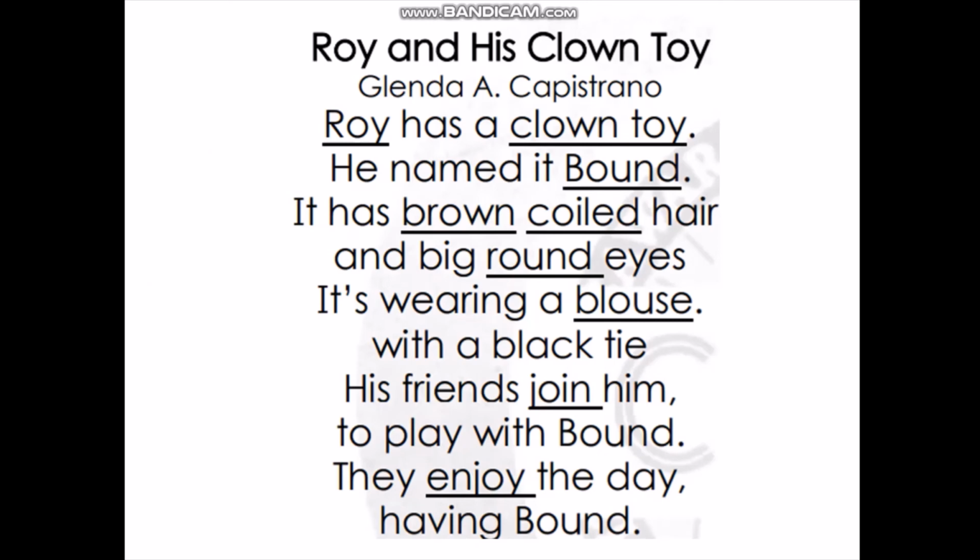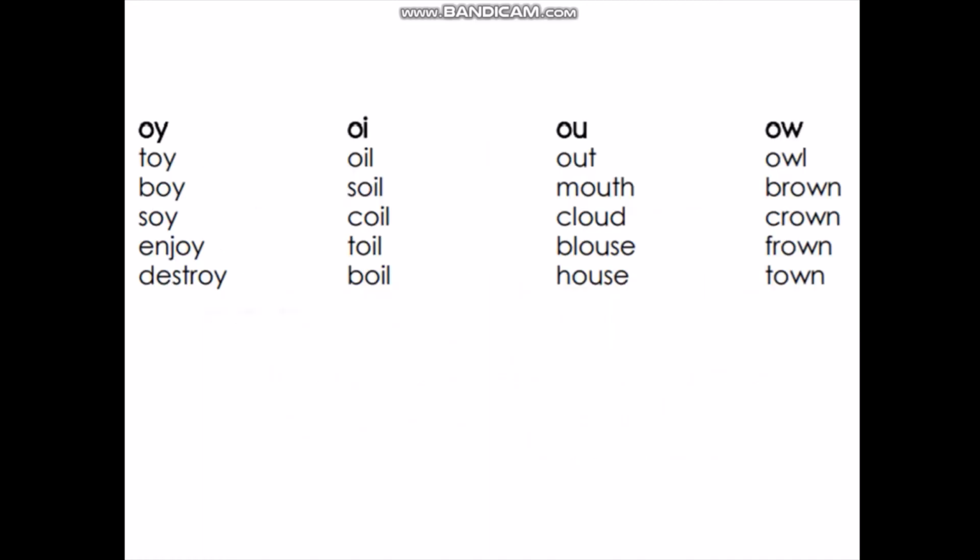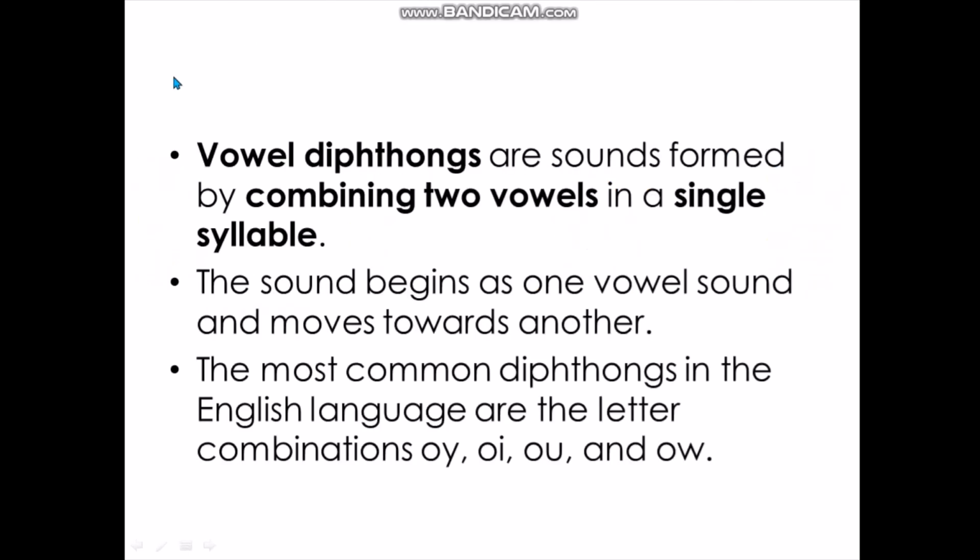Good job. So as you can see, the underlined words there are examples of vowel diphthongs. Vowel diphthongs are sounds formed by combining two vowels in a single syllable. The sound begins as one vowel sound and moves towards another. The most common diphthongs in the English language are the letter combinations of oi, oy, ou, and ow.